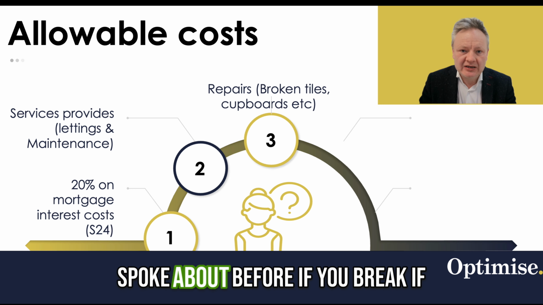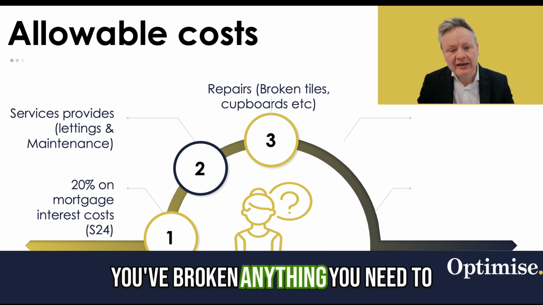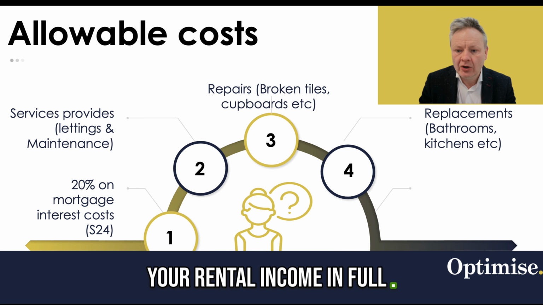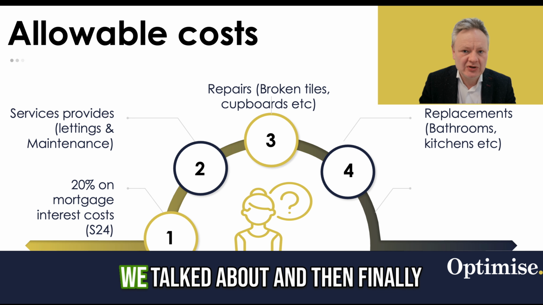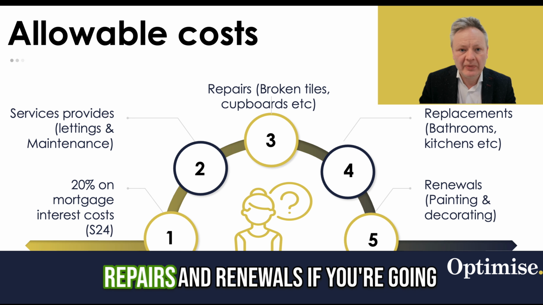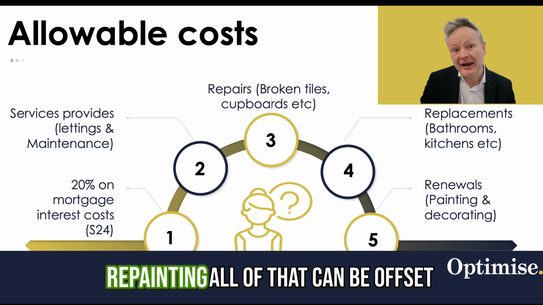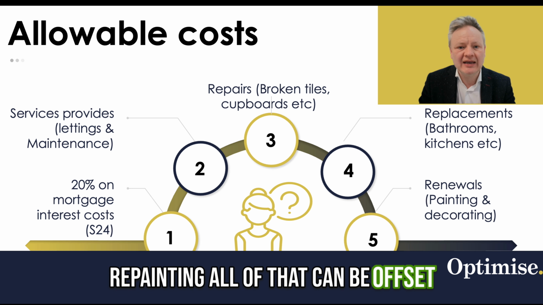Repairs we've spoken about before. If you've broken anything, you need to repair it. It can be offset against your rental income in full. Replacement bathrooms, kitchens, as we talked about, and then finally repairs and renewals. If you're going to be replasterboarding, then repainting, all of that can be offset against your rental income.